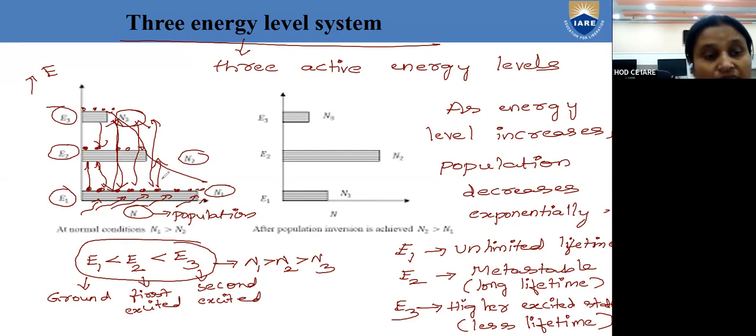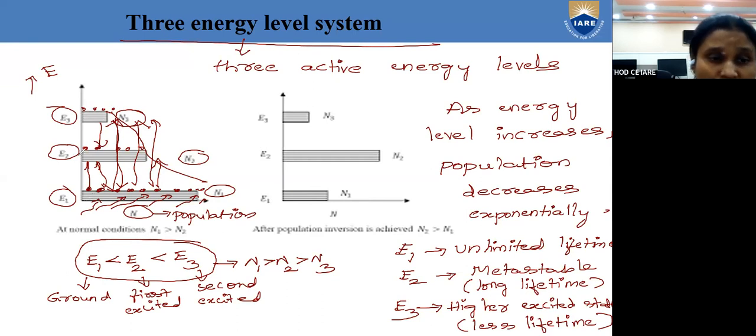Are you able to understand? First, atoms are in E1. After we supplied energy, atoms have gone to E2 as well as E3. But atoms in E2 will stay for more time; they won't come down fast. Why? Because its lifetime is more. Whereas E3, because its lifetime is very, very less, it is an unstable state, so these atoms will release energy and come down.